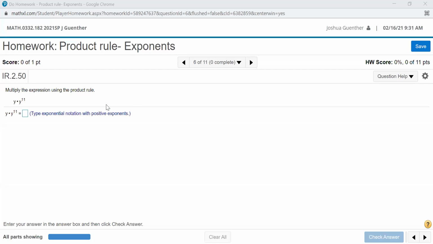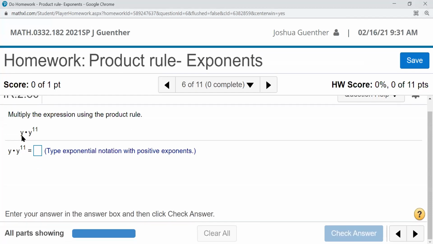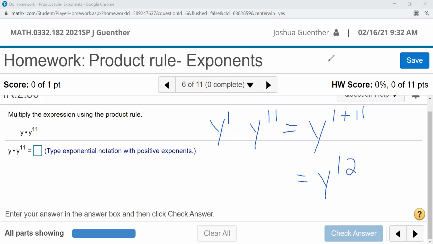So here, let's see if I can make it a little larger. We have y times y to the 11th. It wants us to multiply the expression using the product rule. Now it uses a variable instead of a known exponential base, but that's okay. Y times y to the 11th. Remember, in this first case, this y, if it's not otherwise written, it's implied to have an exponent of 1. So that just becomes, according to the product rule, y to the 1 plus 11th power, or y to the 12th.